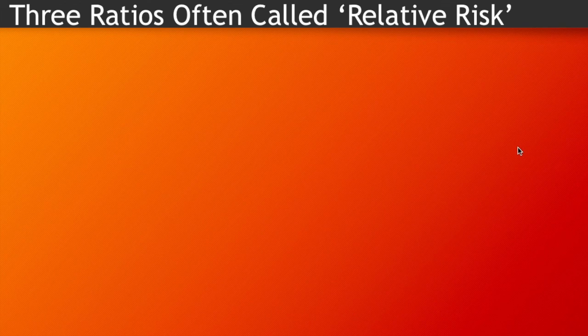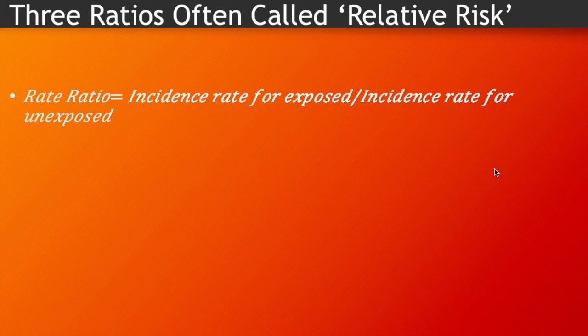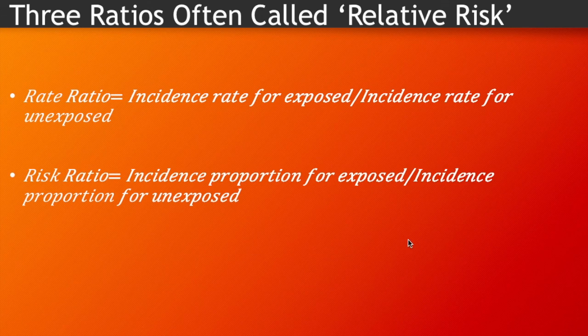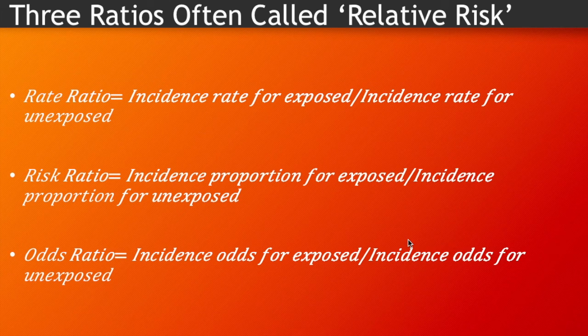Now, often when we read epidemiological papers, we come across three common ratios. The rate ratio, which is the incident rate for the exposed divided by the incident rate for the unexposed, the risk ratio, and the odds ratio. These three are often called relative risk. It is important to pay attention to which type of relative risk you wish to calculate, for they are each different.